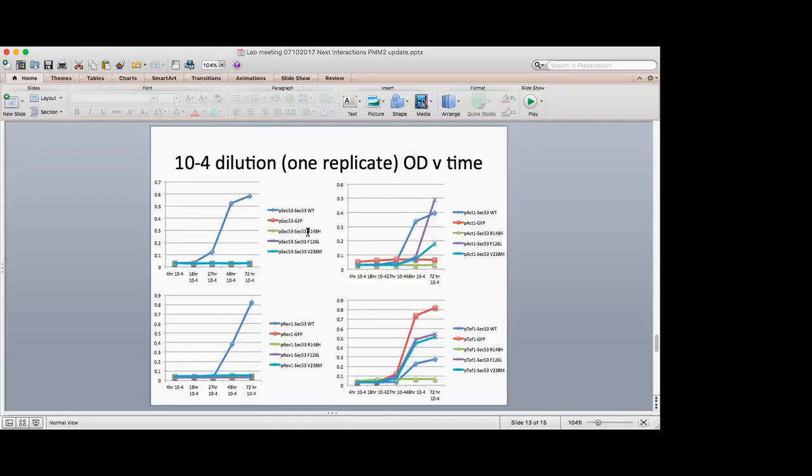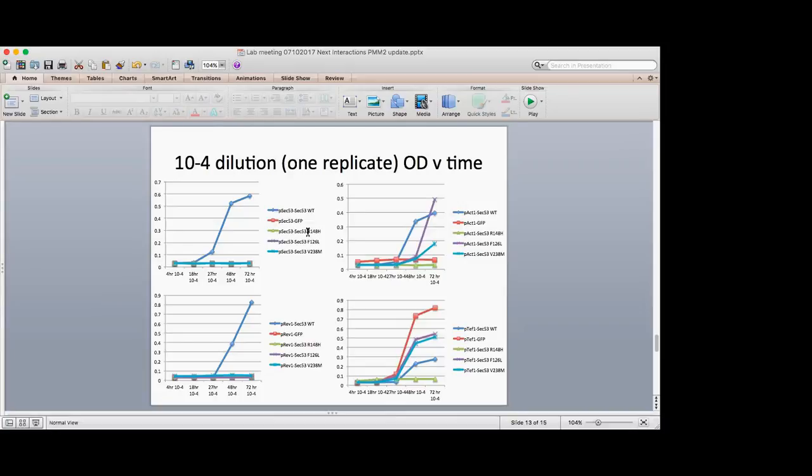But what's interesting here in the 10 to the minus 4 is that we found, looking at the lower right plot, the strong promoter, again, if you ignore the red line, what's interesting is that if you have Sec53 being driven by the strong promoter, so that blue line, it's actually doing worse than the two mutants. So that's interesting. We didn't expect to see that result.